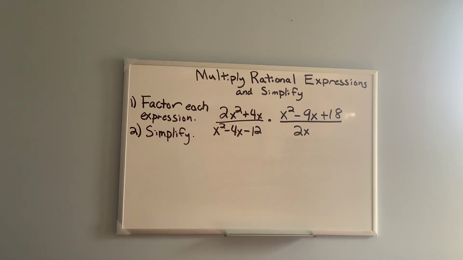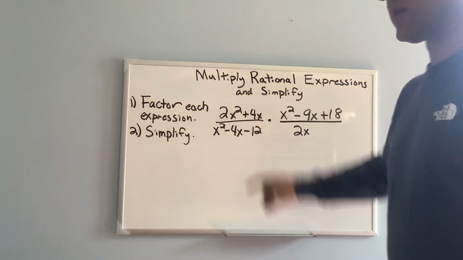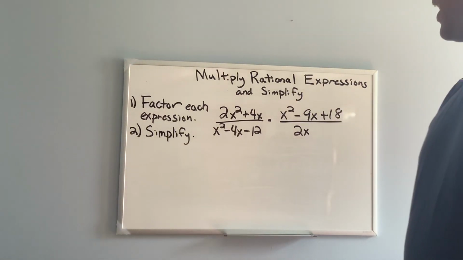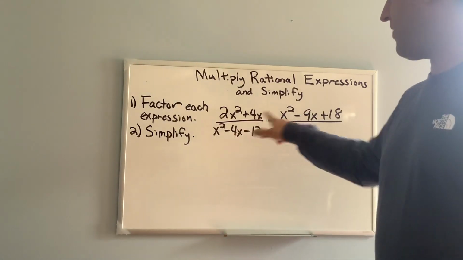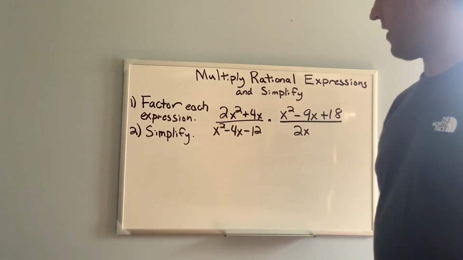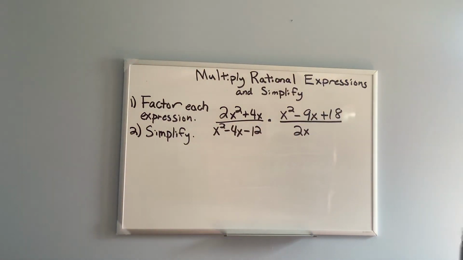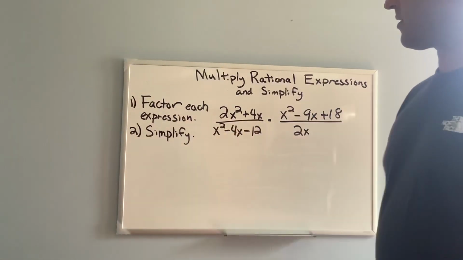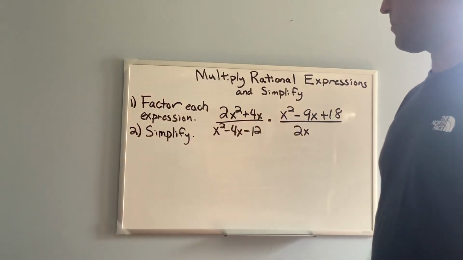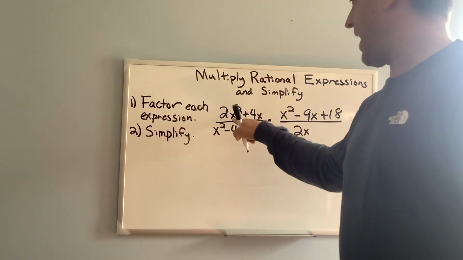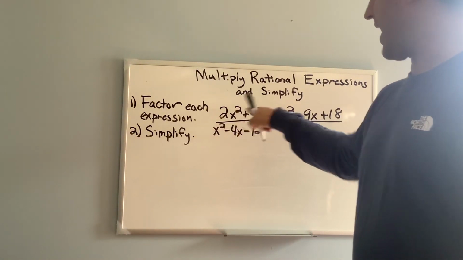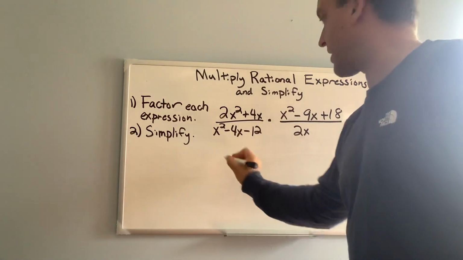All right, so now we're going to look at multiplying rational expressions. To multiply rational expressions, you factor each expression, and then you can multiply and then simplify. If I look at the numerator of the first expression, 2x squared plus 4x, I can take a 2 out of the numbers, and then for the variables, I can take x out of x squared and x.